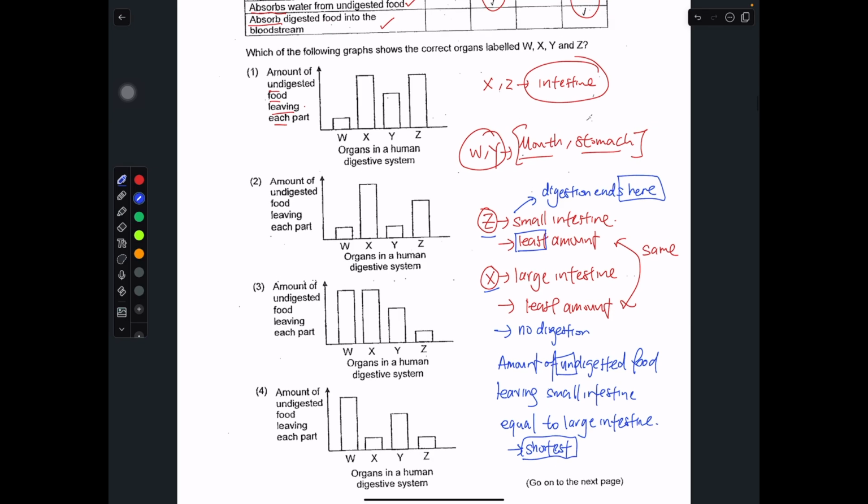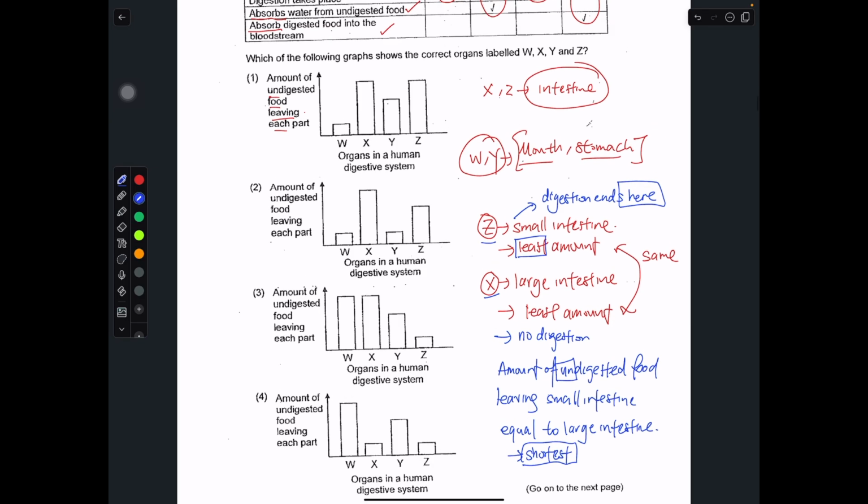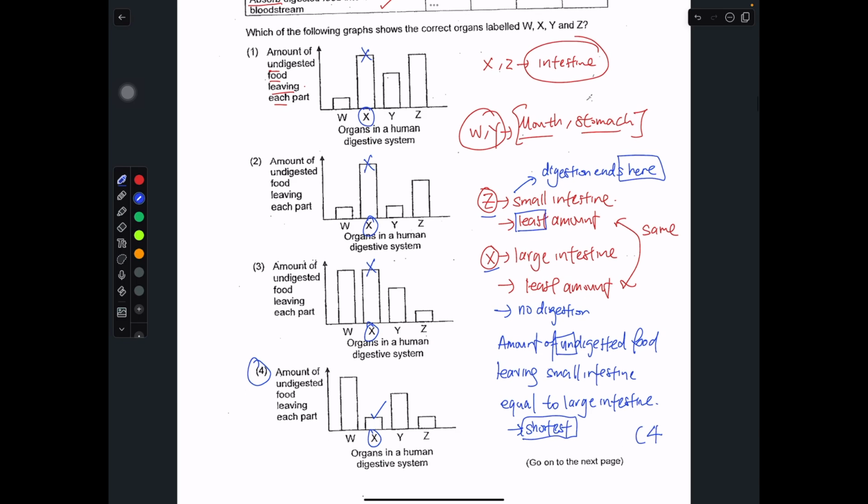So you take a look. I'll go with X being the shortest bar first. So take a look, X, X, X, X. Which one has the shortest bar? This one. The rest of them have the highest. So naturally the answer is number 4. It cannot be 1, 2, and 3. And you see that they have the same. So this one is small intestine, this one is large intestine, and obviously W and Y, one of them will be your mouth and stomach.